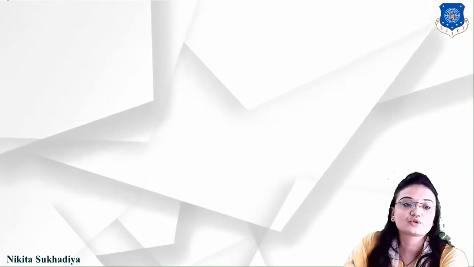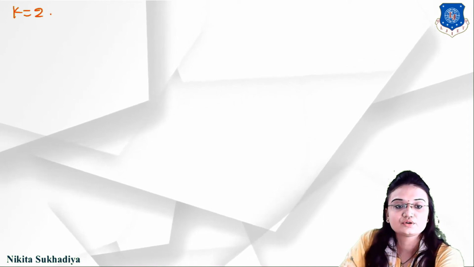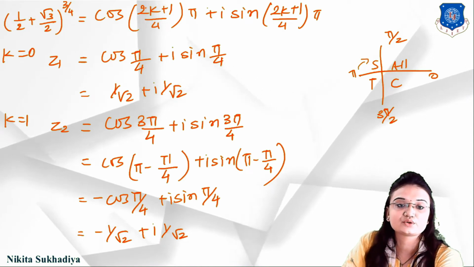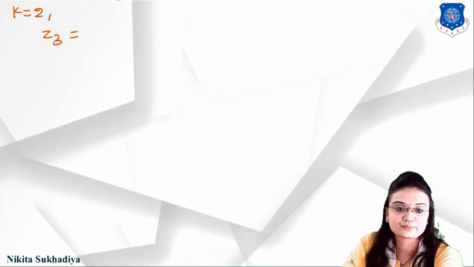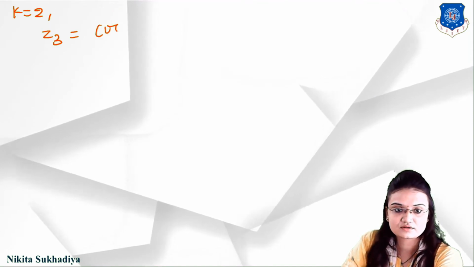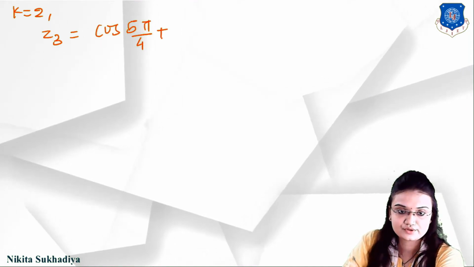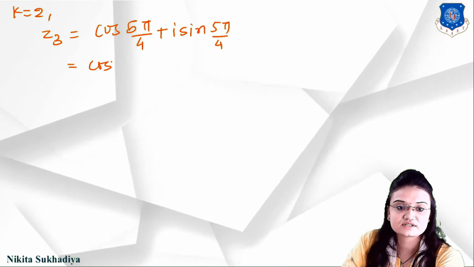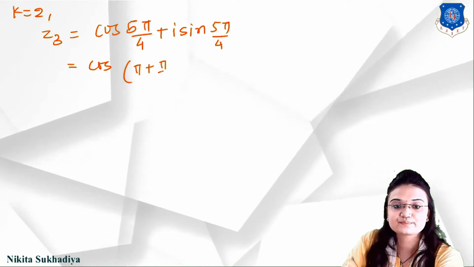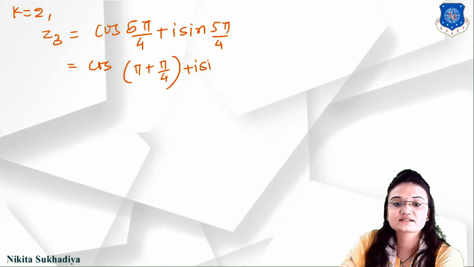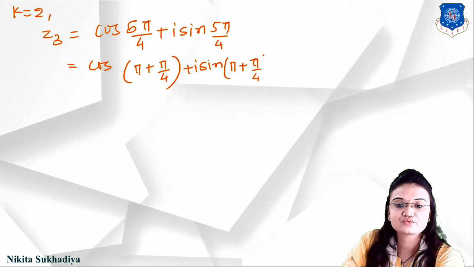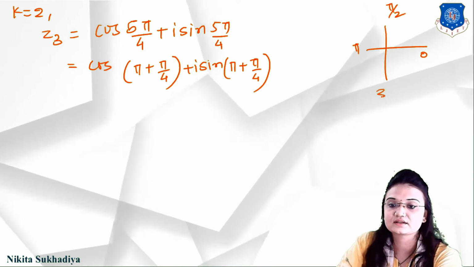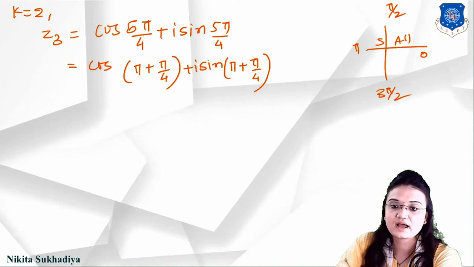Okay, now putting k is equal to 2, so we will get z3. So put k is equal to 2 here, so we will get 2 into 2 plus 1, 5 pi by 4. So this is cos 5 pi by 4 plus i sin 5 pi by 4. Okay, so 5 pi by 4 is nothing but pi plus pi by 4. Again according to the All STC rule, this is 0, pi by 2, pi and 3 pi by 2. This is All STC.